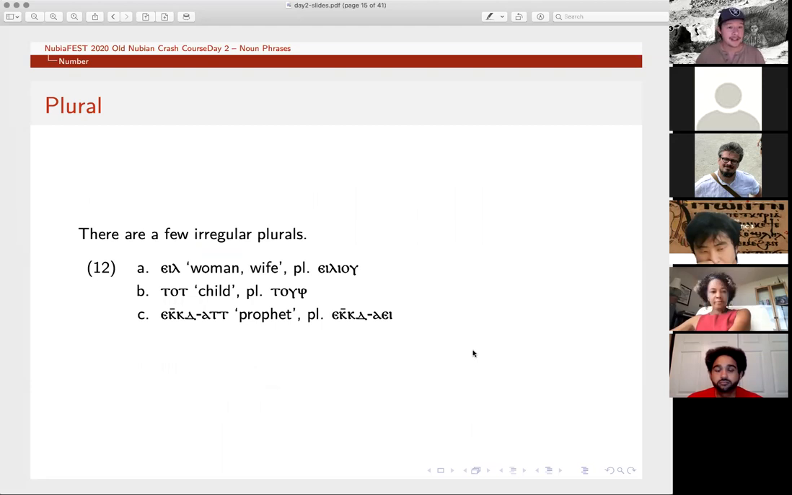And then finally, we have two real irregulars and one systematic irregular. So we have the word for woman or wife and the word for child, which have irregular plurals. Old Nubian is not a very irregular language. There are not many things that have exceptions or weird things going on. And this is actually one of the few instances in which we have what you would call irregularity. And we have a whole set of nouns that end in at, this double T, and they have plurals in i. So they exchange the double T for the sound y.